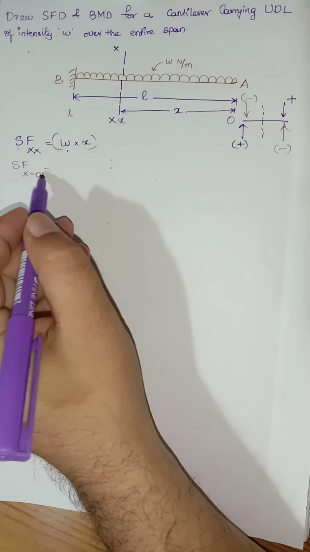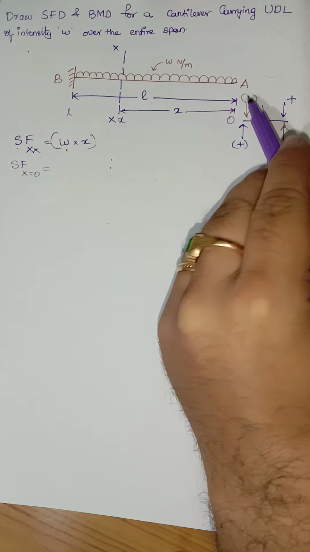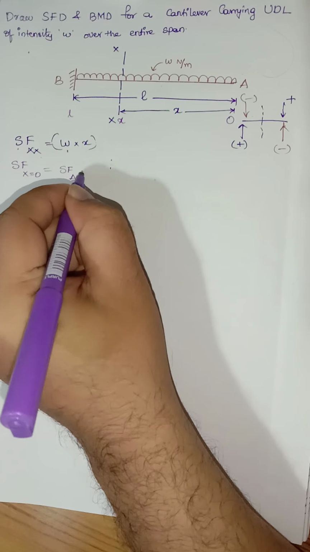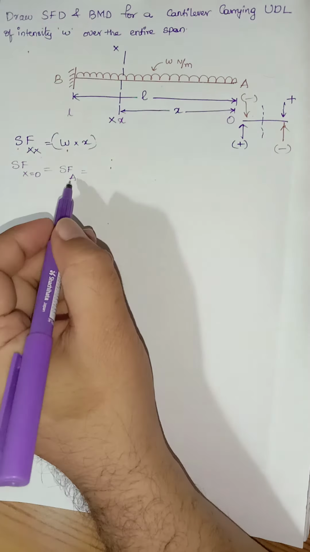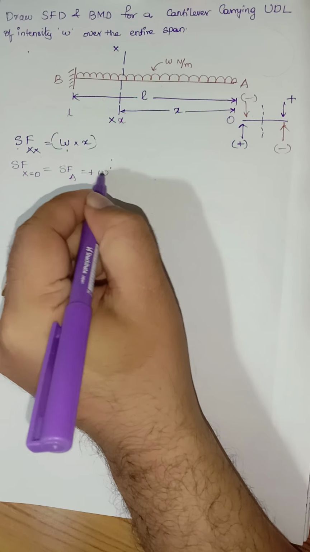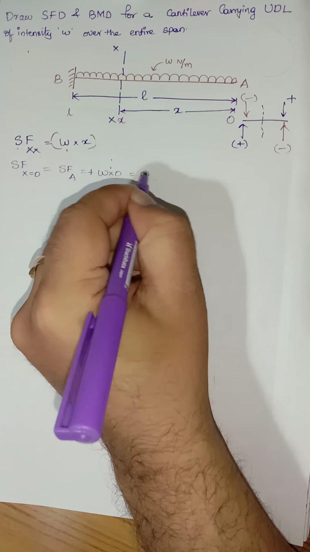Now here shear force at x equal to 0, that means shear force at point A. So we just need to substitute the value of x equal to 0. This will be plus w multiplied by 0, which is equal to 0.